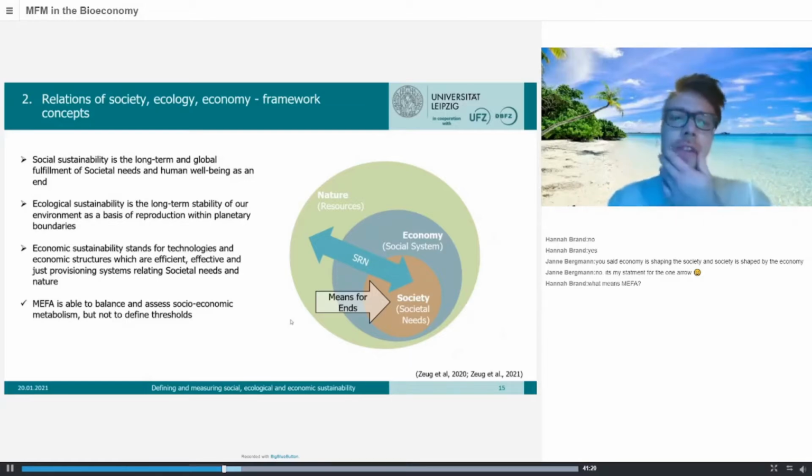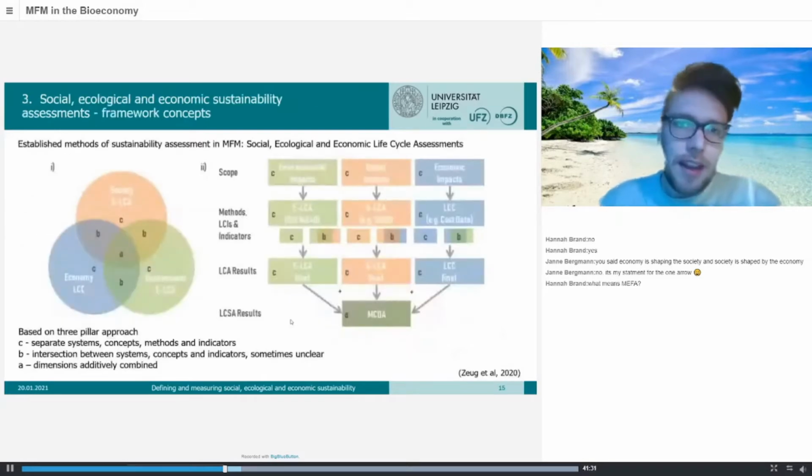So let's come from those relations of society, ecology, and economy to sustainability assessment, life cycle assessment, and material flow analysis. You see on the left-hand side the classical three-pillar approach. And when you're doing LCA, you can do environmental LCA, as you know it. You can do social LCA, which I will also present to you in a minute, and maybe you also heard of. And you can do something like economic LCA, which is also oftentimes LCC, so life cycle cost accounting.